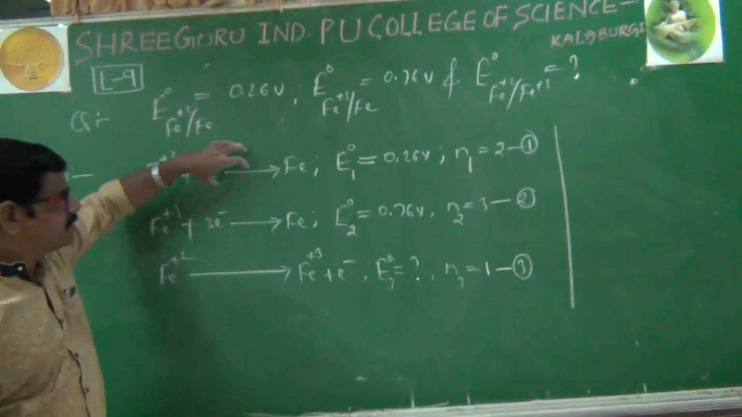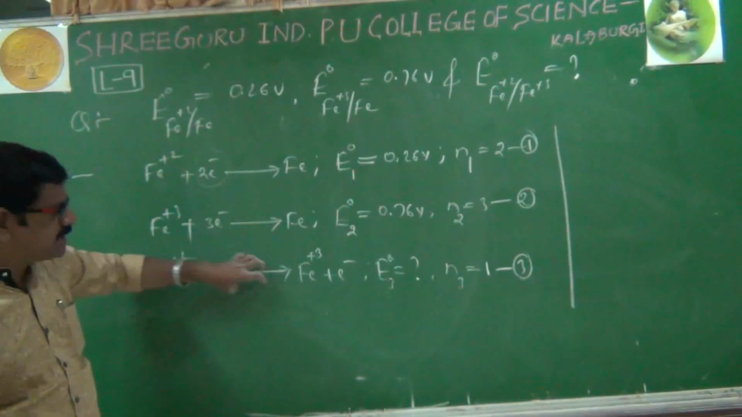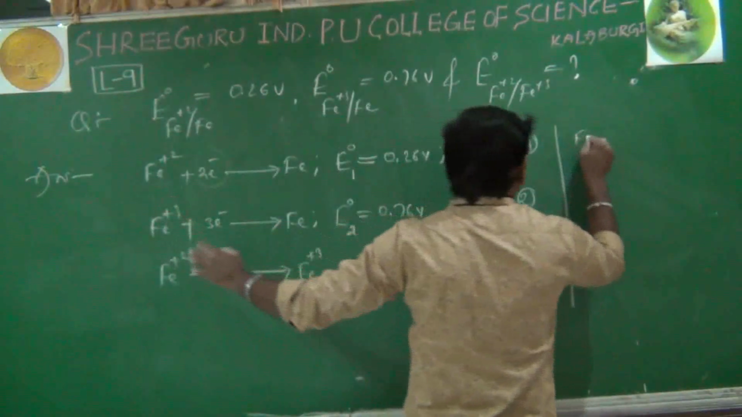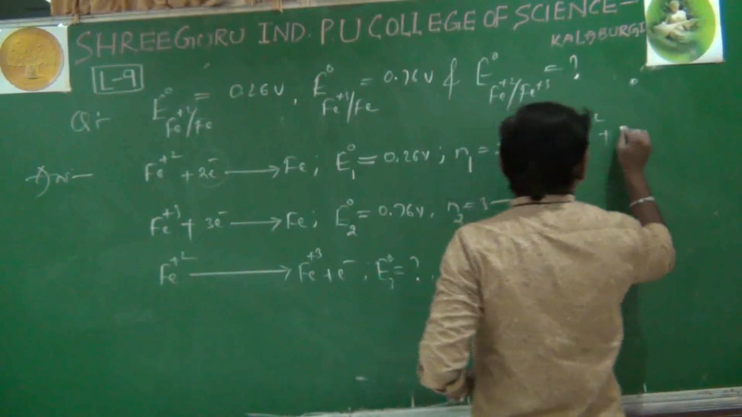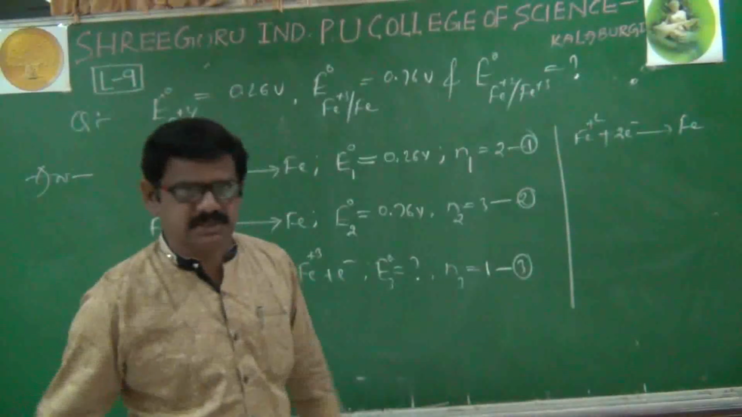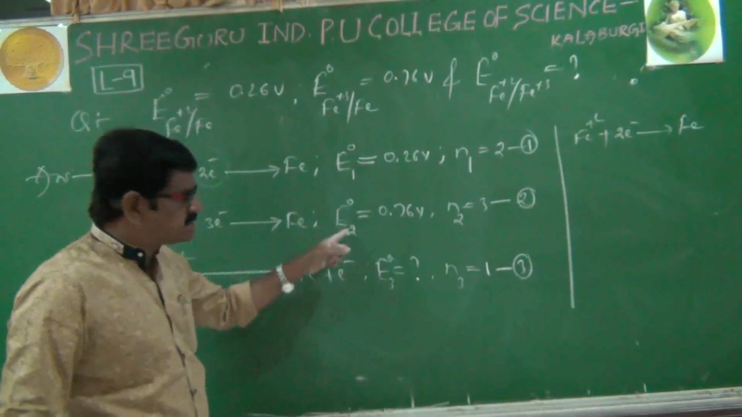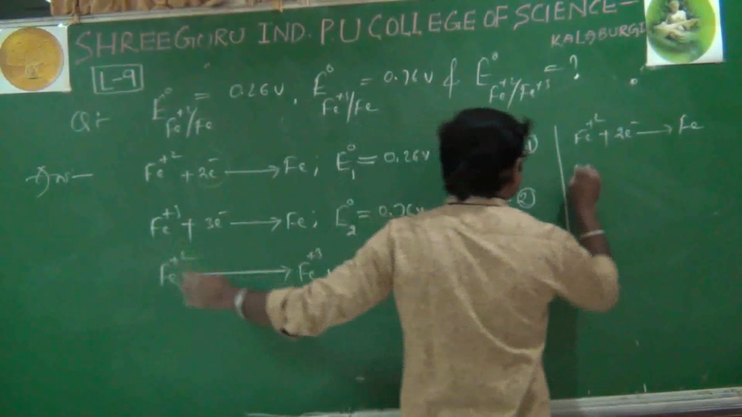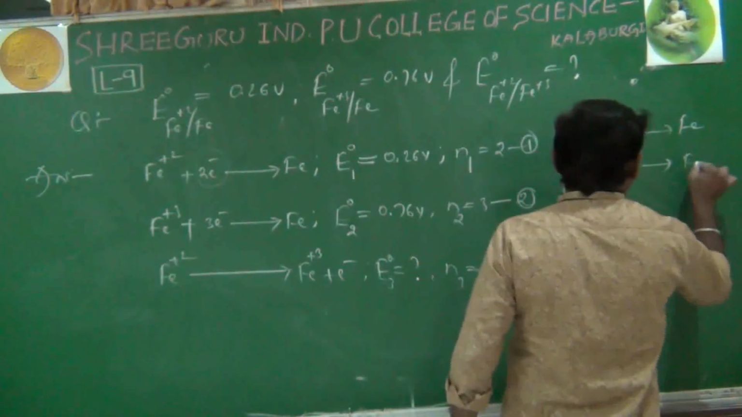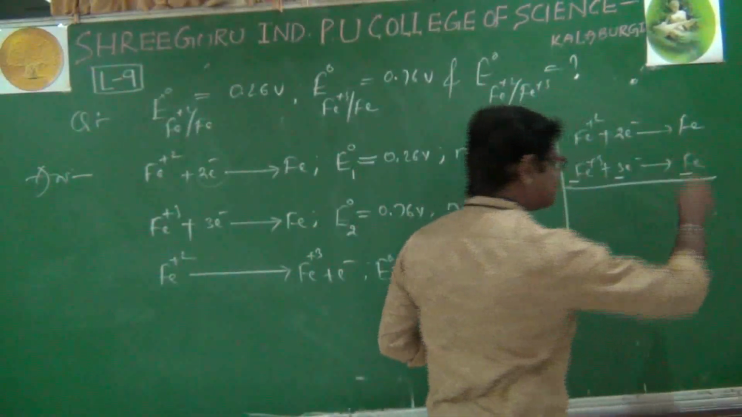Suppose we take equation 1 minus equation 2, and just check whether we get the third equation or not. First I'll write Fe+2 plus 2 electrons gives Fe. Now don't take any values, we are just cross checking whether it happens or not. Equation 1 minus equation 2. Equation 2 is Fe+3 plus 3 electrons gives Fe. We are just subtracting, so I write minus, minus, minus.